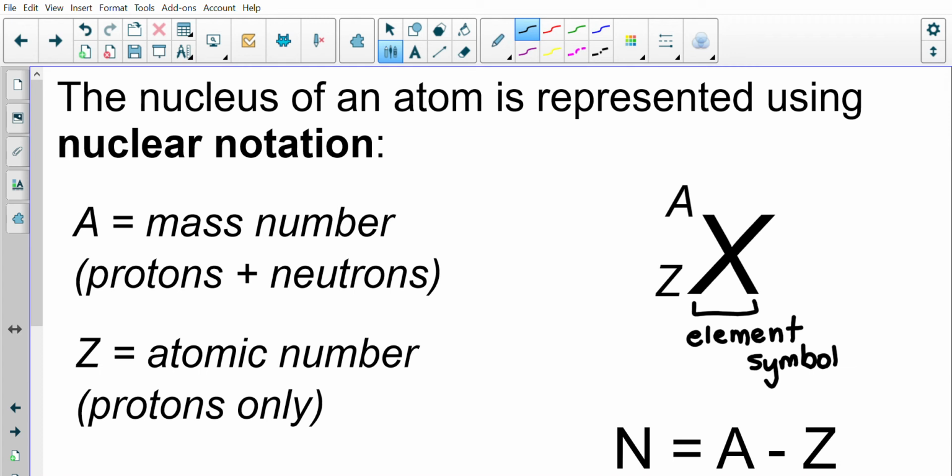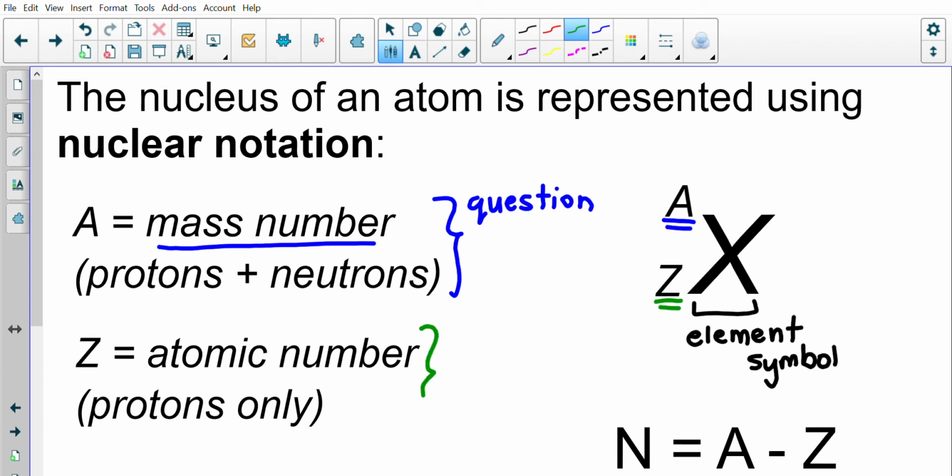symbol for hydrogen. A is the mass number, and that is, as we discussed, going to come from the question, not from the periodic table. And remember, mass number is the number of protons plus the number of neutrons. And Z is the atomic number, and remember that that comes from the periodic table.